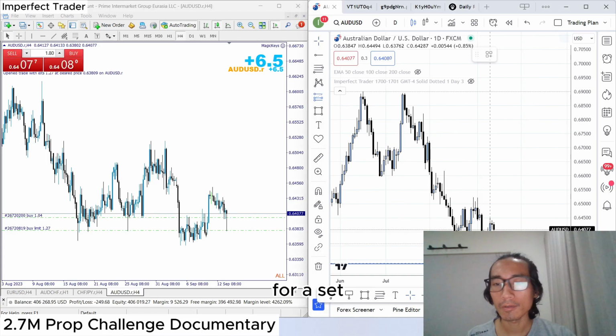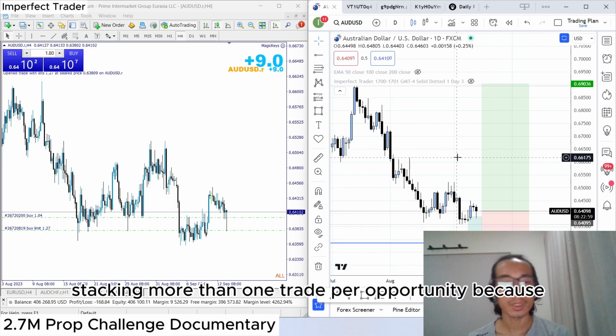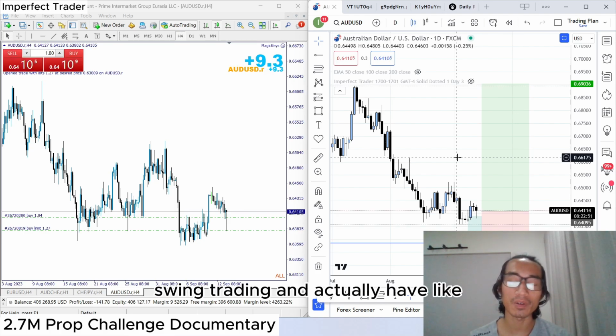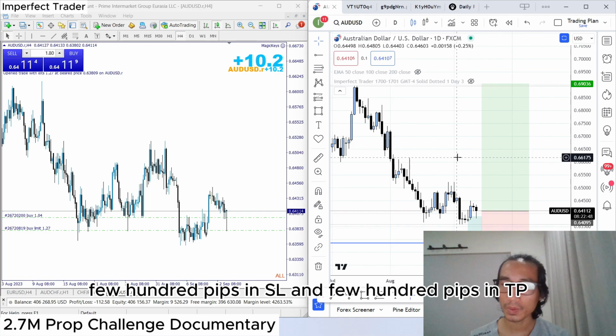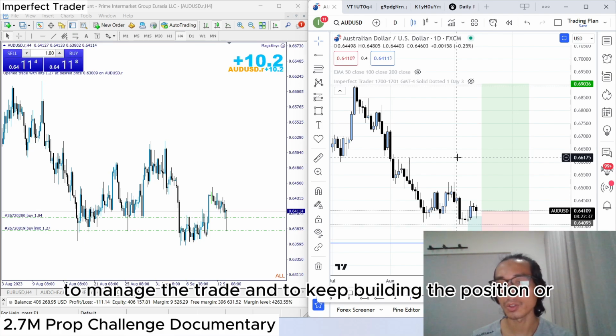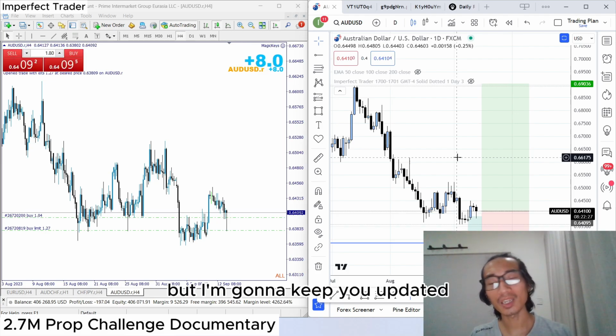The reason I am opening and stacking more than one trade per opportunity is that they are swing trades, with a few hundred pips in stop loss and a few hundred pips in take profit. So it's going to take me some time to hold, to manage the trade, and to keep building the position. It's a different way of trading, a little slower, a little more boring. But I'm going to keep you updated.